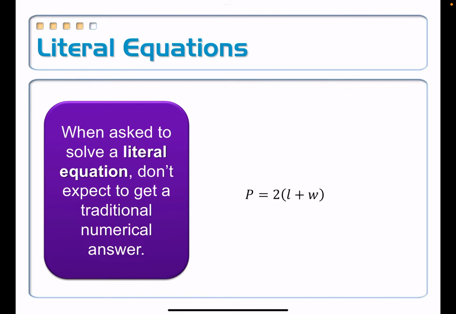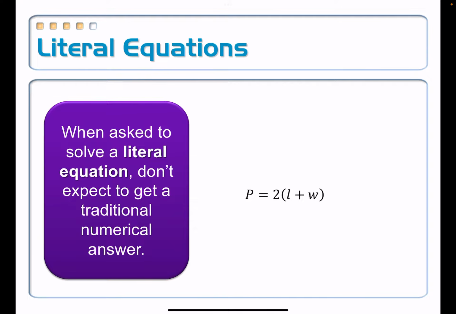All right, if you take a look at the equation right there in the middle of the screen, P equals 2 times (L plus W). That, of course, is the formula for the perimeter of a rectangle. It's an example of a literal equation. A literal equation just has a whole bunch of variables in it, and each of the letters literally represents some sort of quantity. In this case, maybe we have ourselves the length, the width, and the perimeter.